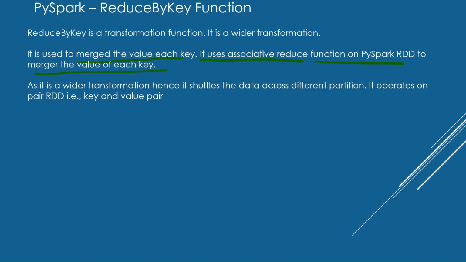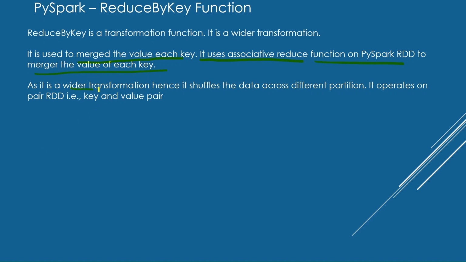So for instance, we have a data frame, and we create a partition based on a particular column. It will create one partition for each unique value present in the column on which we are creating the partition. So what the ReduceByKey function will do is merge each value which is present in that partition, or in each partition.